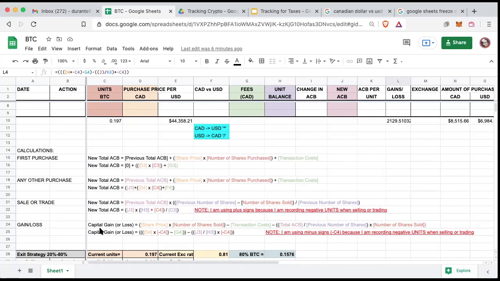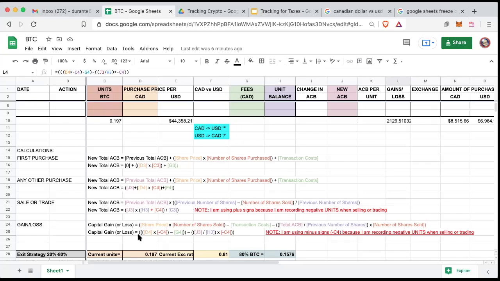So whenever we calculate a gain or a loss, we take the share price multiplied by the number of shares sold minus any transaction costs minus, and then another set of calculations, total ACB divided by previous number of shares multiplied by number of shares sold. And we just make sure the brackets are all balanced and in the right places.